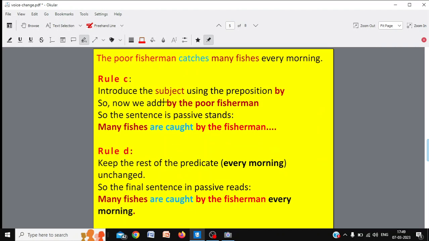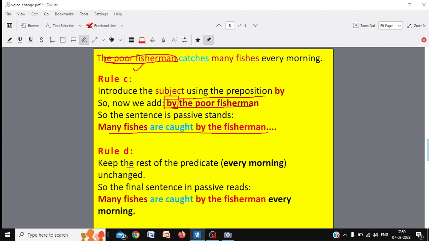Now rule C, introduce a subject by using the preposition by. This is the subject. So we introduce it by the preposition by. So we say by the poor fisherman. By is a preposition we are adding, and the poor fisherman is already there. So by the poor fisherman. So we are getting, many fishes are caught by the fisherman.